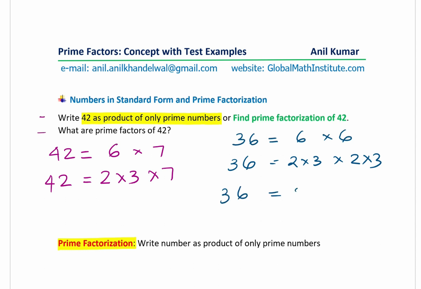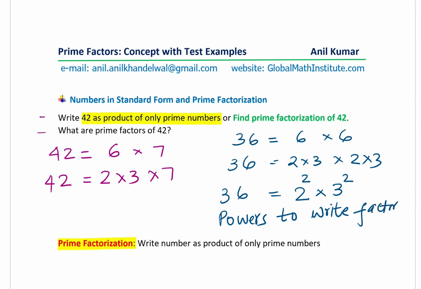Since there are two 2's, I could write this as 2 squared times 3 squared. That is the way in which we are writing in the form of powers. So we have used powers to write the prime factors in this particular case. That is another way of writing the prime factorization. Now with that, let's move forward.